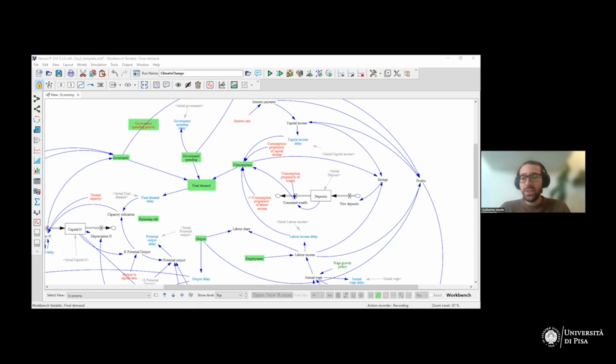And then the solution that we found was to have a rationing rule, a rule that reduces demand proportionally to the potential output when the final demand is higher than the potential output.